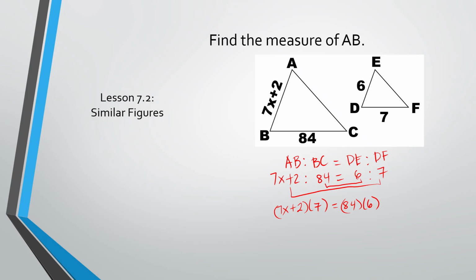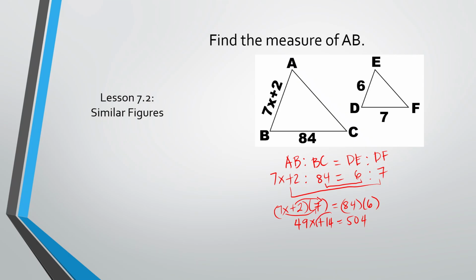Then, using the distributive property, you have to distribute each term by 7. So 7x times 7, which is 49x. Then 7 times 2, which is 14. So plus 14 is equal to 504. Is it 504? Let's see. 84 times 6. That is 504.